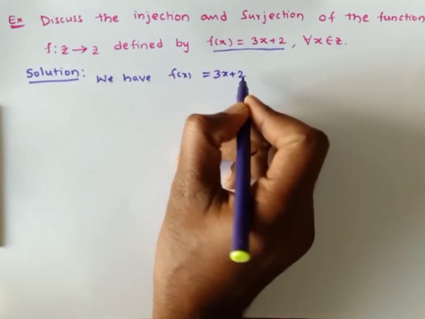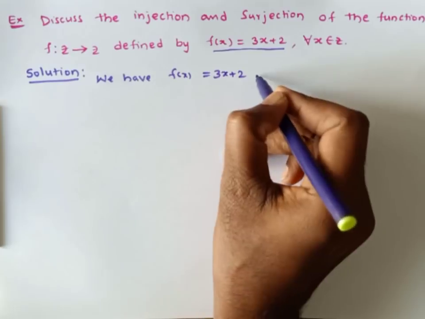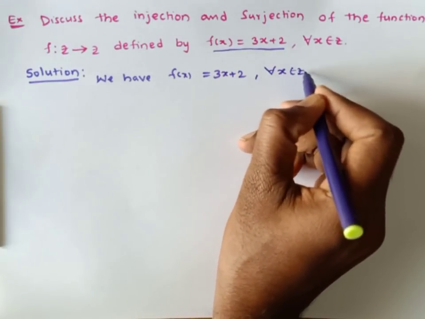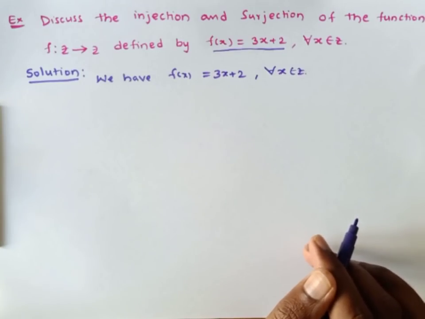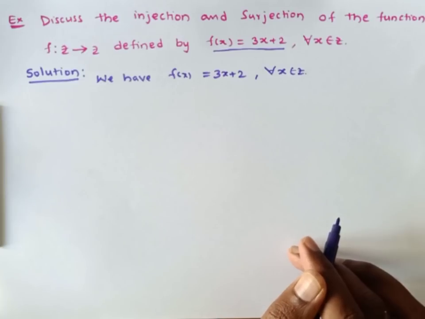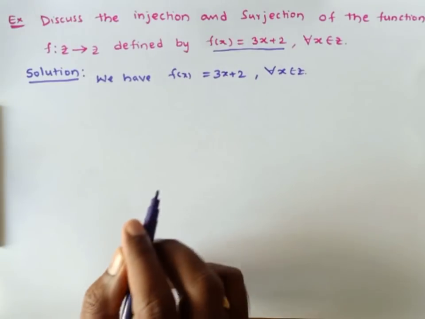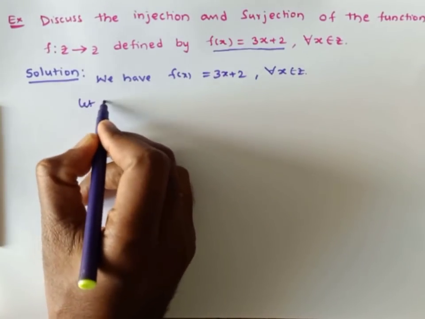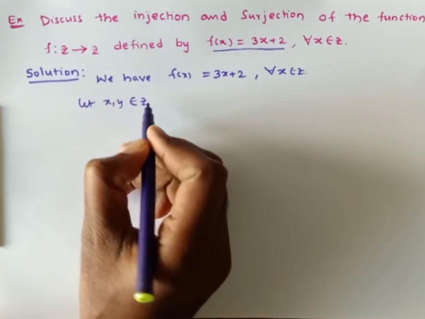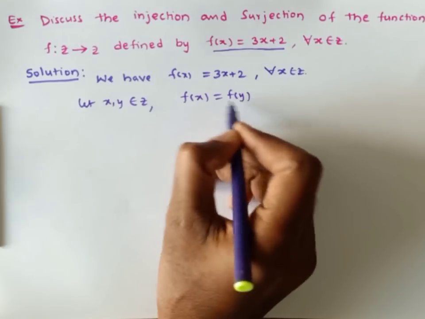There is no square term present in the given function, so there is a chance that this is one-one, an injection. Using the definition of injection: if f of x equals f of y, then x equals y. Here x, y are any two numbers from the input. If two images are the same, the elements are also the same. So let us consider two numbers x, y belonging to Z, and suppose f of x equals f of y.